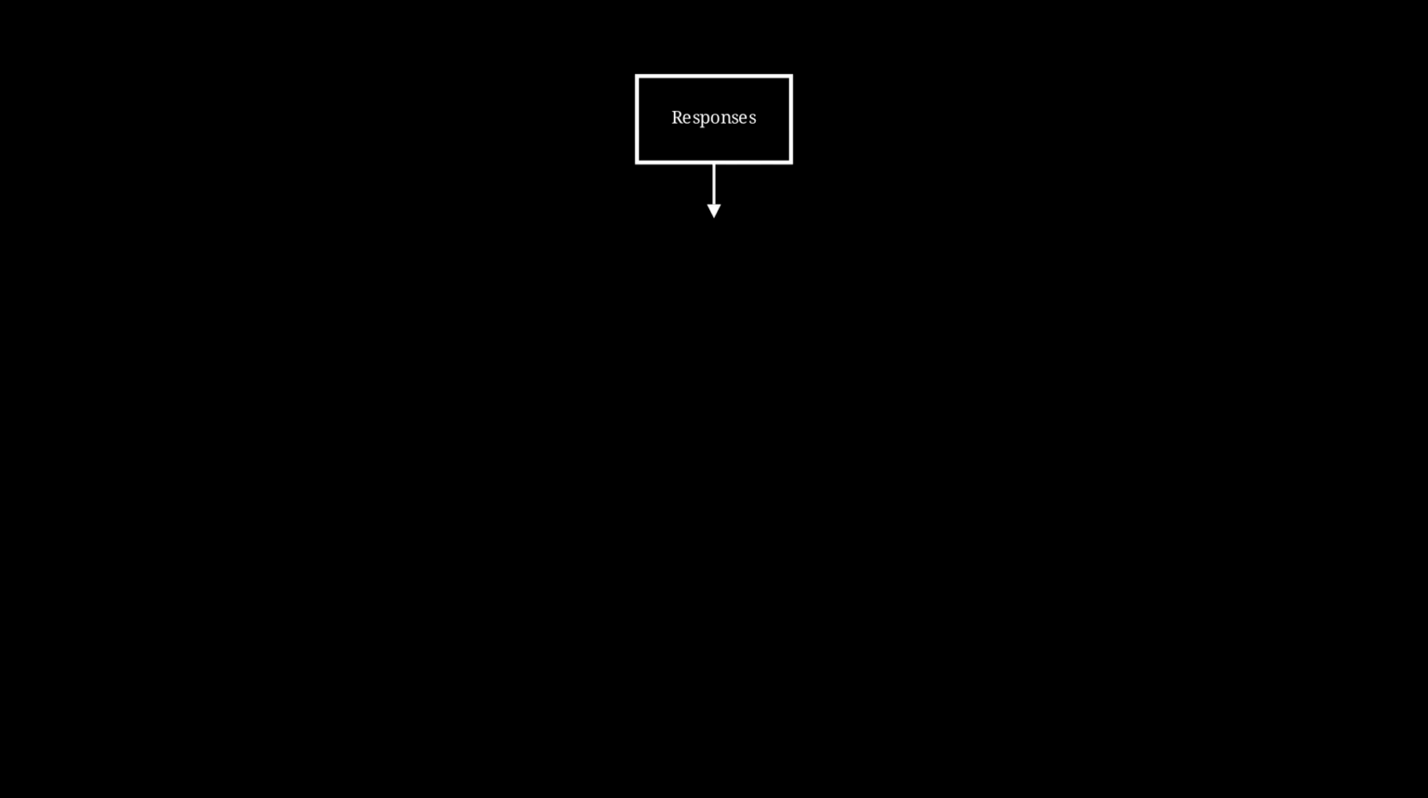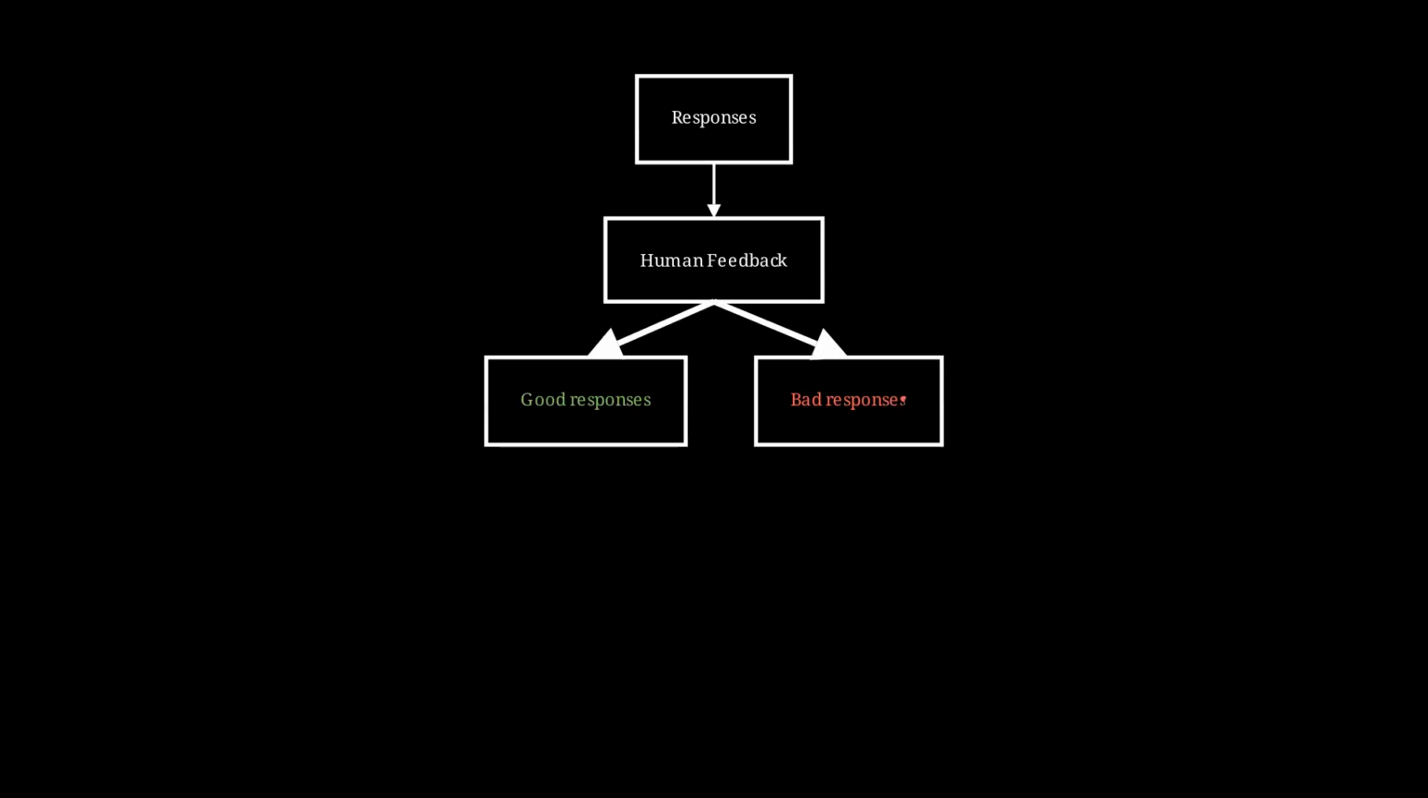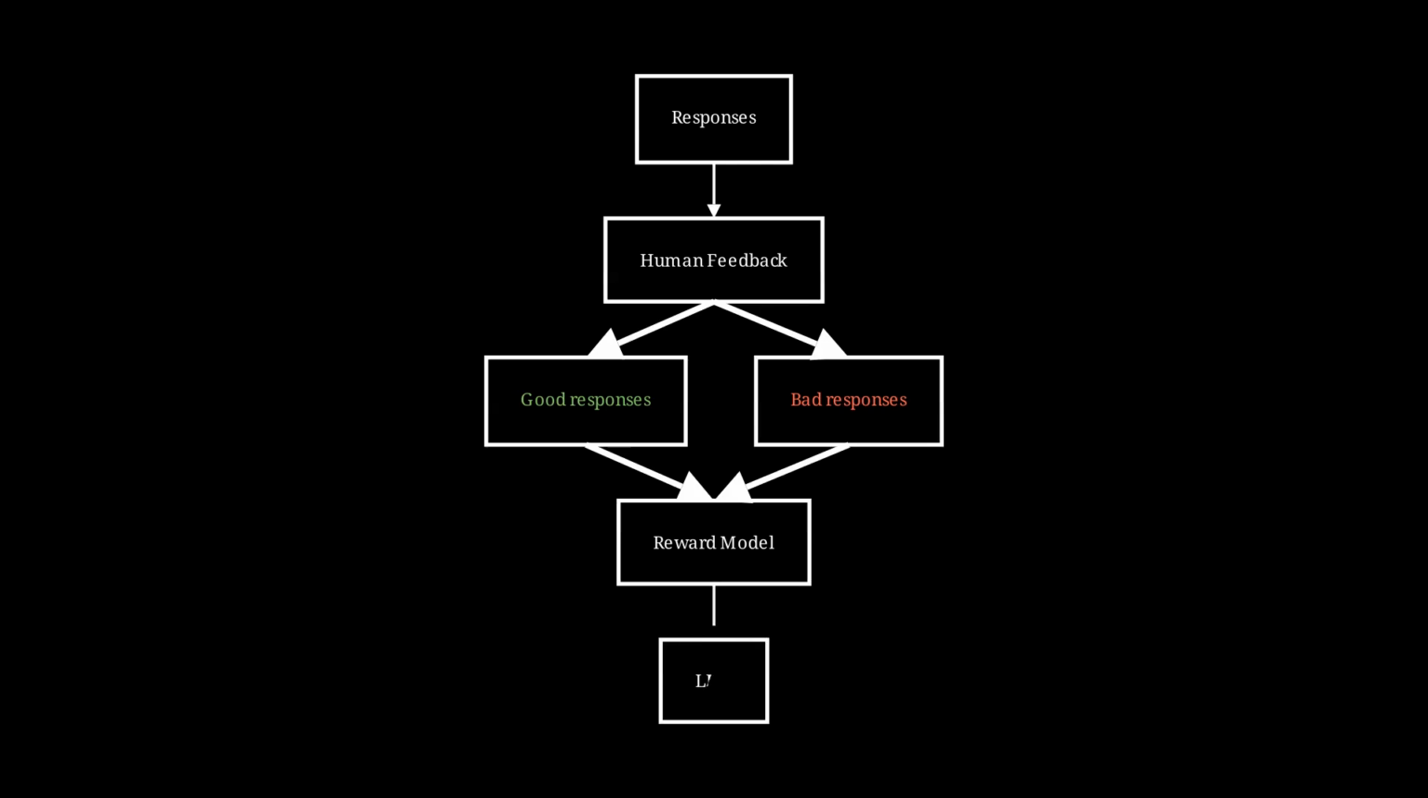So, in summary, we had responses. Using human feedback, we categorized those responses. Then we trained a reward model on those responses. After this, we trained our language model policy to prioritize the responses which are preferred by humans.